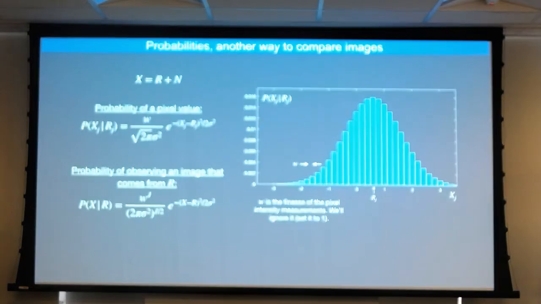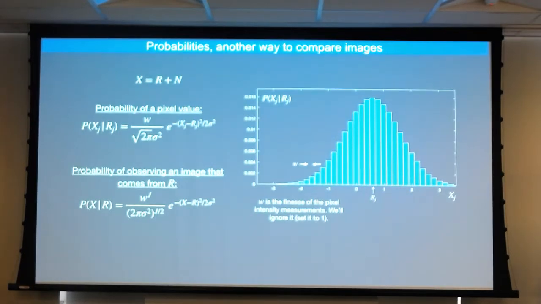Now here's another way of comparing images, which is that I'm going to ask, what is the probability of observing an image that came from the noiseless image R? And we're making use of this model saying, well, my image is a noiseless image plus some independent random Gaussian noise that we're adding to it. So let's start out thinking about an individual pixel. So let's take the jth pixel of X and ask what is the probability that this jth pixel value of x came from the jth pixel value of r.